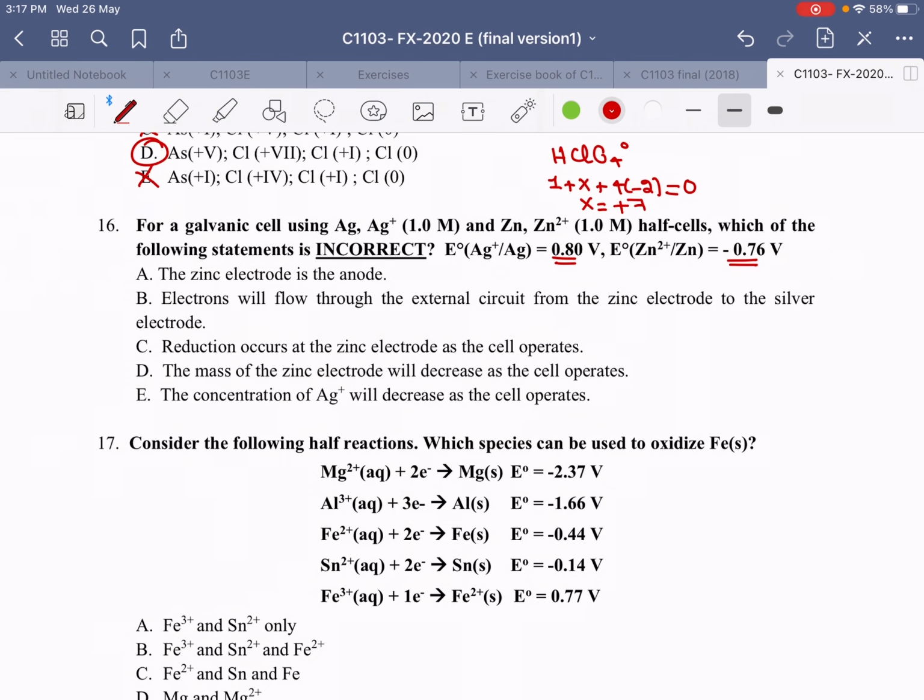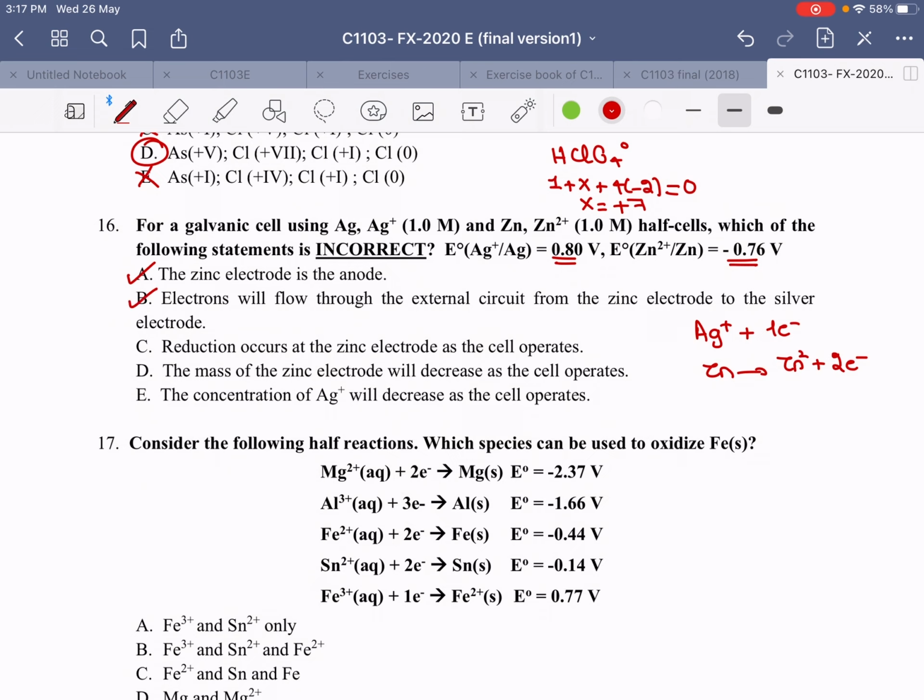Let's start the timer بس. Okay, that means Ag plus will gain electrons while Zn will lose electrons. اتفقنا؟ Good. The zinc electrode is the anode. This is correct. Electrons will flow through the external circuit from the zinc to the silver. Yes, لأنه zinc will lose, silver will gain.